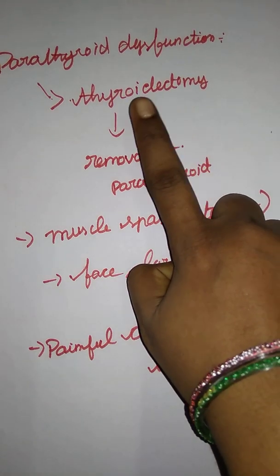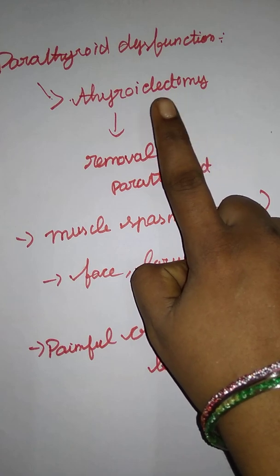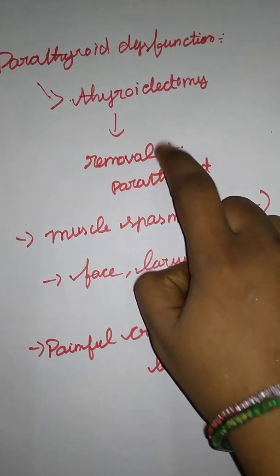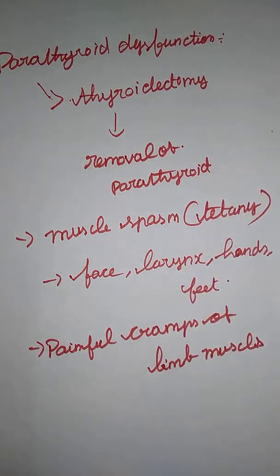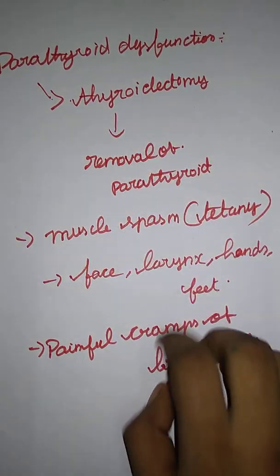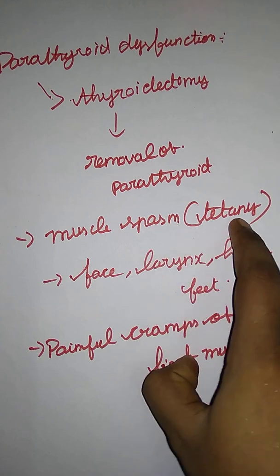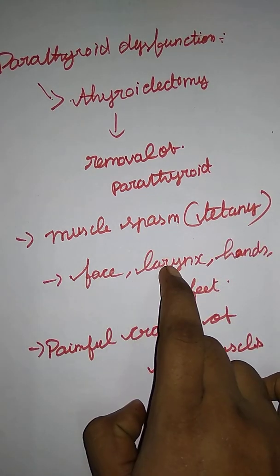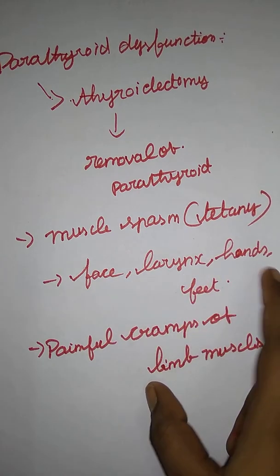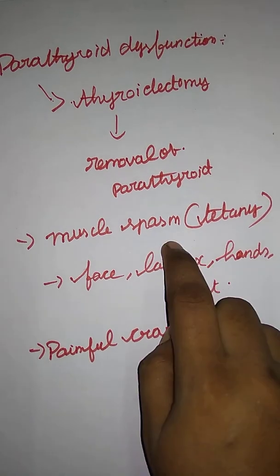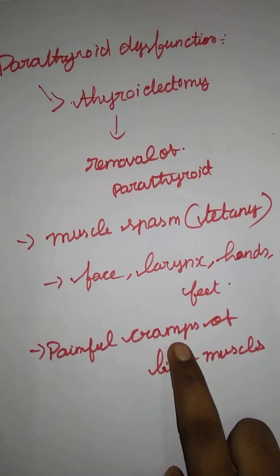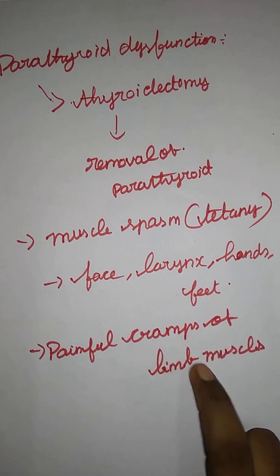First, if the parathyroid is not working properly, or it is removed by operation, that is a parathyroidectomy, which means removal of the parathyroid gland. Here there are some symptoms for that, a deficiency of parathyroid. The first one is muscle spasms, that is tetany. Next, the muscle spasms damage the face, larynx, and hands and feet also. Next, painful cramps of limb muscles. We already said cramps are muscle cramps of the limb muscles.